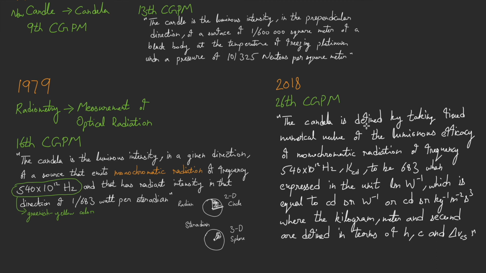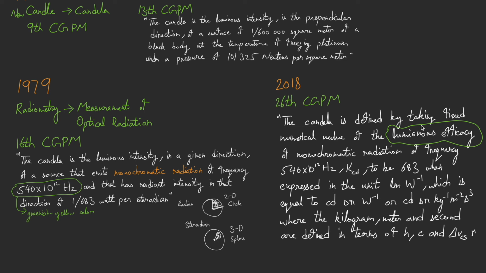The candela is defined by taking the fixed numerical value of the luminous efficacy. So here the luminous efficacy is this luminous efficacy. What is luminous efficacy? The luminous efficacy is the total amount of visible light that the source produces with a certain amount of power.